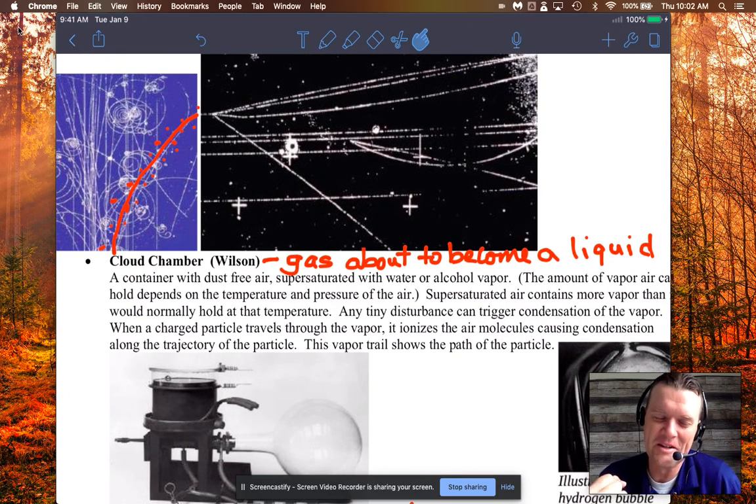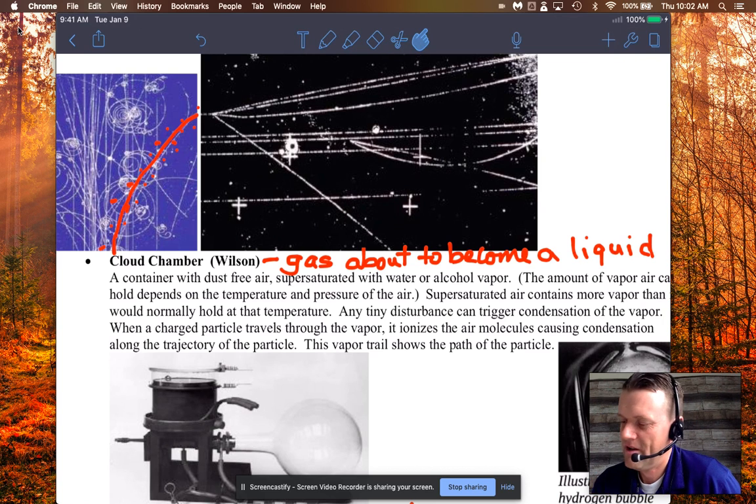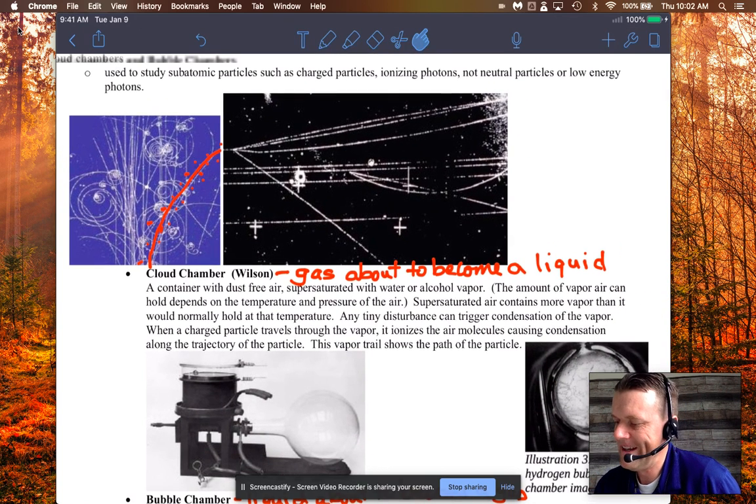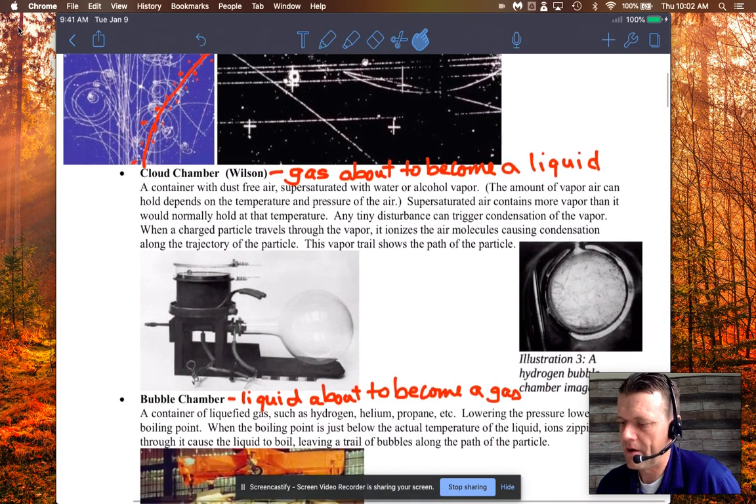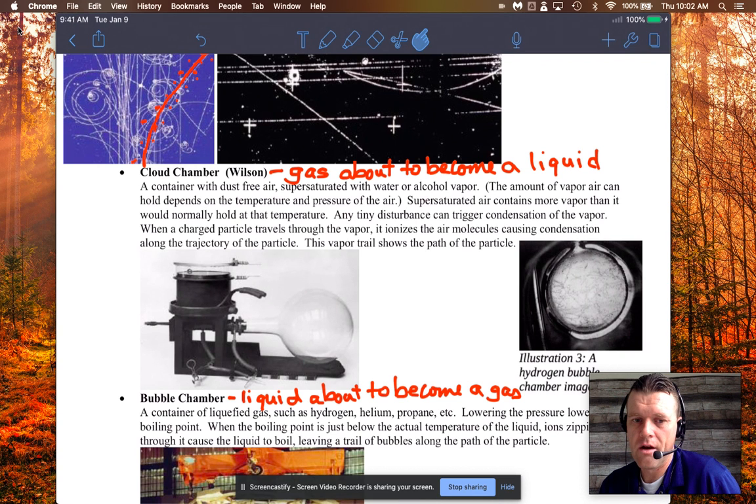He was one of the students that got a Nobel Prize for this. So, anyway, the vapor trail shows the path of the particle. Now, pretty quickly after that, a number of other physicists realized that, hey, we could do the reverse. We could make a chamber that's actually a liquid and it's about to become a gas. It's just the reverse. But if we set up those circumstances, we can fire charged particles into that, and we can also observe trails.